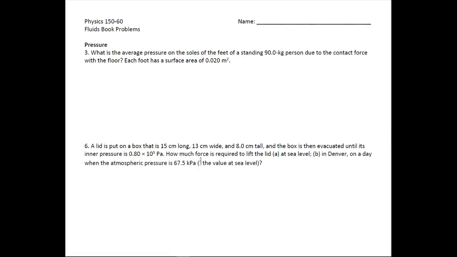Number 6, we have a lid on a box. It is 15 centimeters by 13 centimeters by 8 centimeters, and the box is evacuated, which means that they just remove the air until its inner pressure is about 0.8 times 10 to the 5th pascal. So they're trying to remove a little bit of air here. How much force is required to lift the lid at sea level and then in Denver on a day when the atmospheric pressure is 67.5 kilopascals, which is about 2/3 of that here just at sea level.